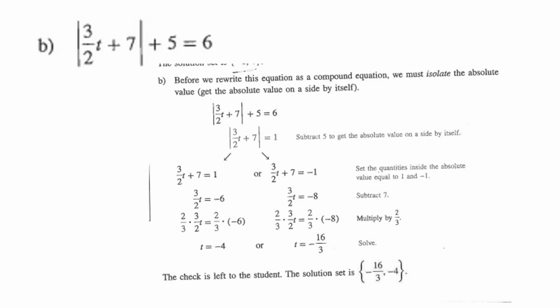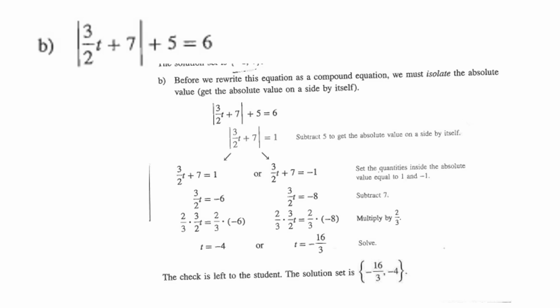Now that means that we have two equations that we must solve. And so we will solve 3 halves t plus 7 equals 1, or 3 halves t plus 7 equals minus 1.